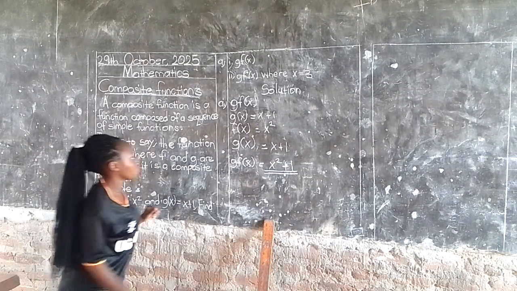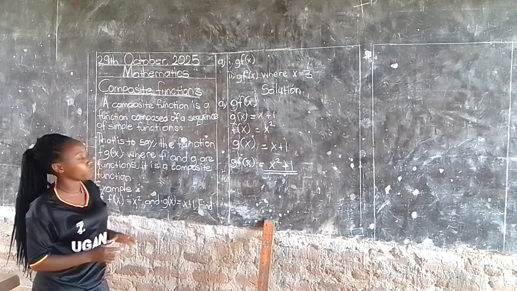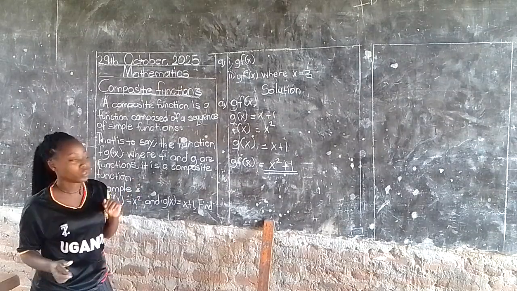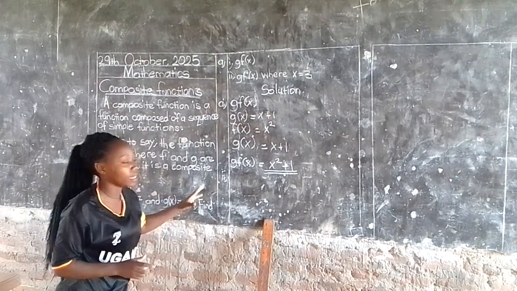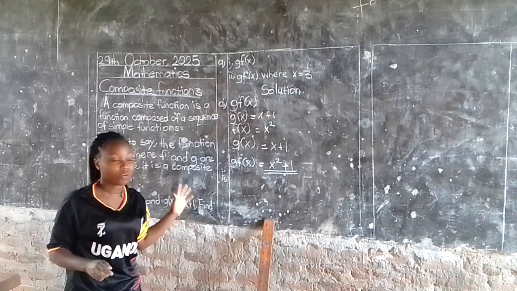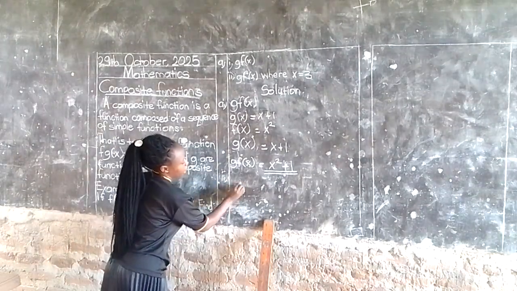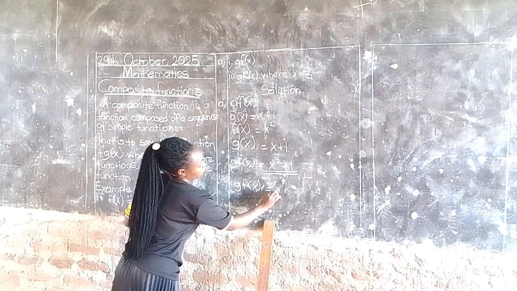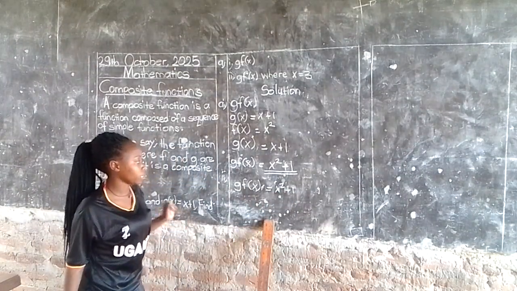Now Roman 2, the same question. They are asking us to find g of f of x where x equals 3. So it means we are going to get the value of x and substitute it in our equation. Here we go. We have our g of f of x as x squared plus 1.